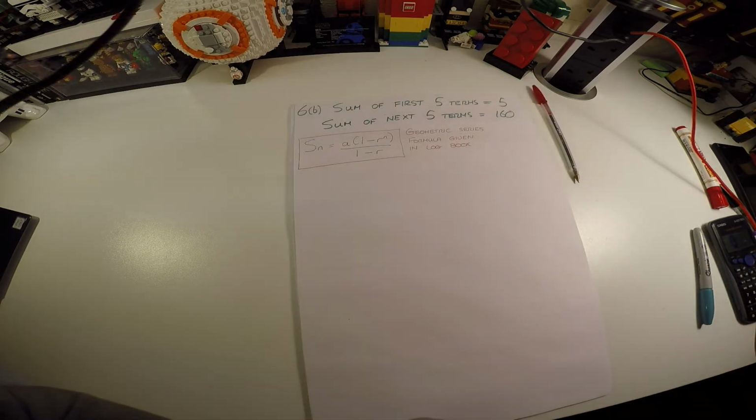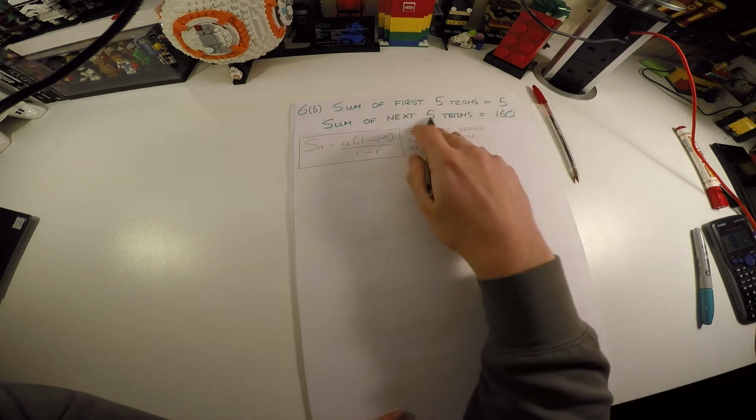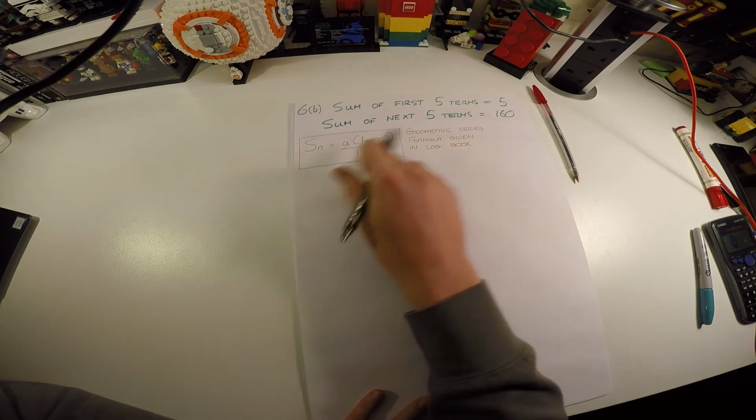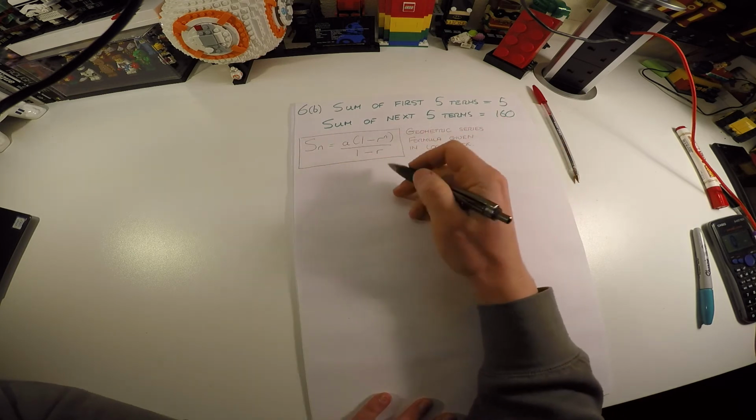Okay, on to question 6, part B. It says the sum of the first 5 terms of some geometric series is equal to 5, and the sum of the next 5 terms of the same geometric series is equal to 160. This is the formula for the geometric series given in your logbook.